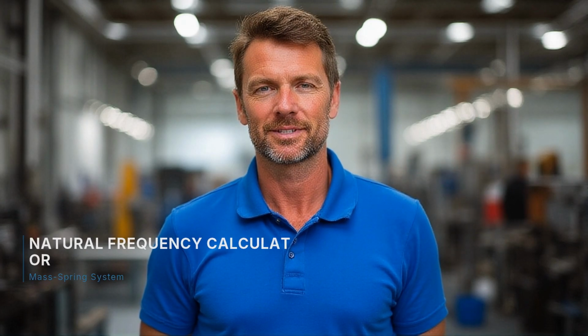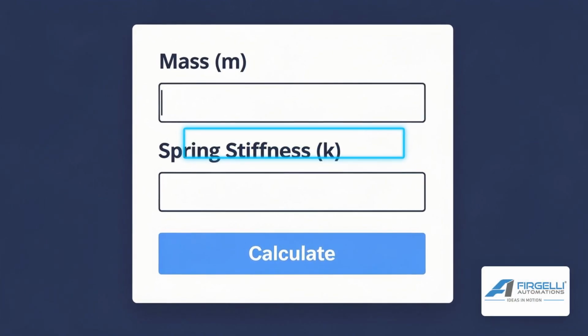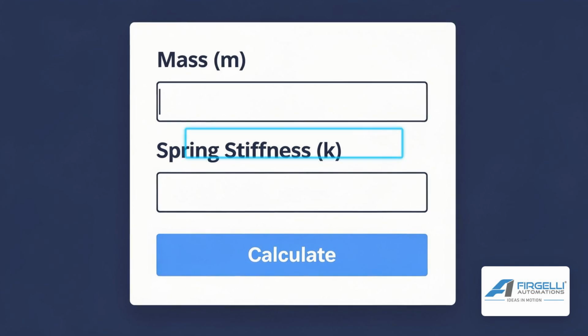This is the natural frequency calculator for mass spring systems, which determines the oscillation characteristics of a simple spring mass system. The calculator has two input fields. First is mass, marked as lowercase m, where you enter the mass value. Second is spring stiffness, marked as lowercase k, where you enter the spring stiffness value.